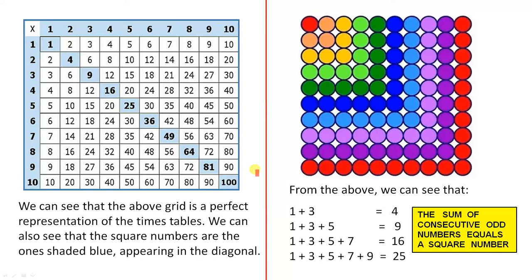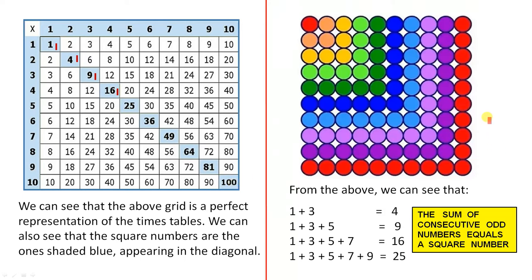We can see that the above grid is a perfect representation of the times tables. So it's 1 to 10 and 1 to 10, so it goes up to the 10 times tables. We can also see that the square numbers are the ones shaded blue, appearing in the diagonal. So you see here 1, 4, 9, 16, and so on, all the way to 100. So they are the first 10 square numbers.